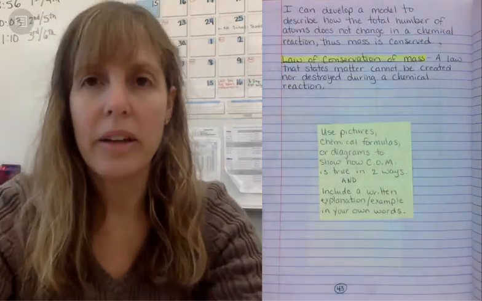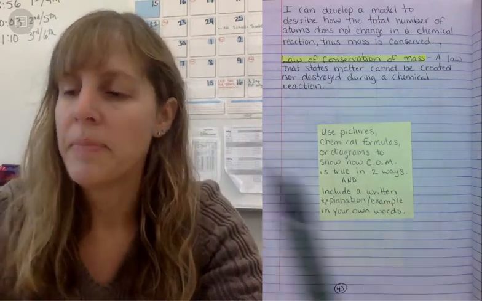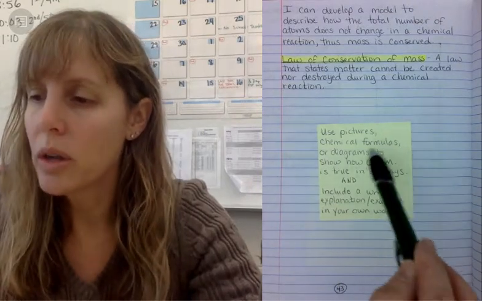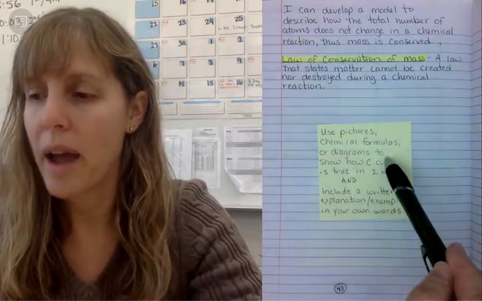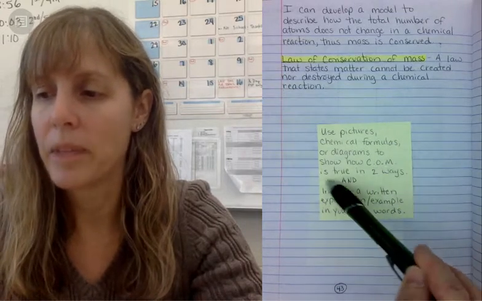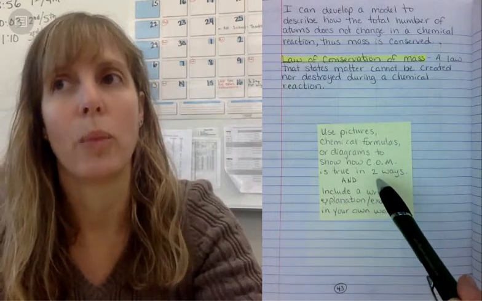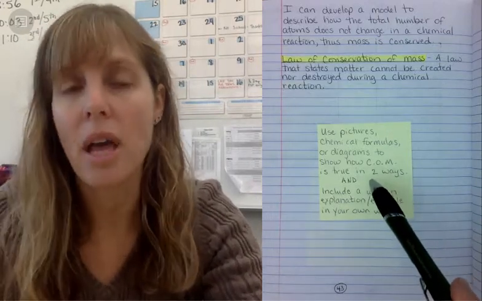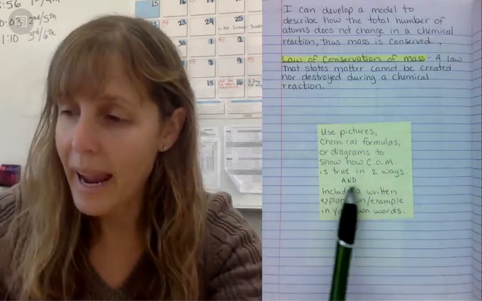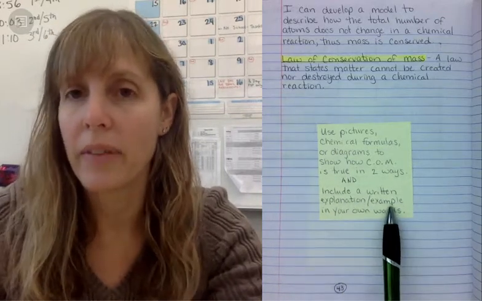So later today, after you've watched a video, some examples, and read some information, I'm going to expect that in this place in your notebook, you use pictures, chemical formulas, or diagrams to show how conservation of mass is true in two ways. So I want pictures and words, or pictures and letters, or a chemical equation. And I want you to include a written explanation or example of the law of conservation of mass in your own words.